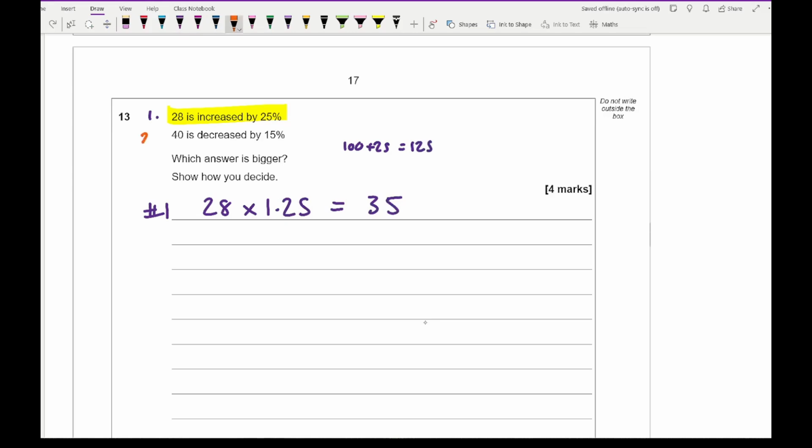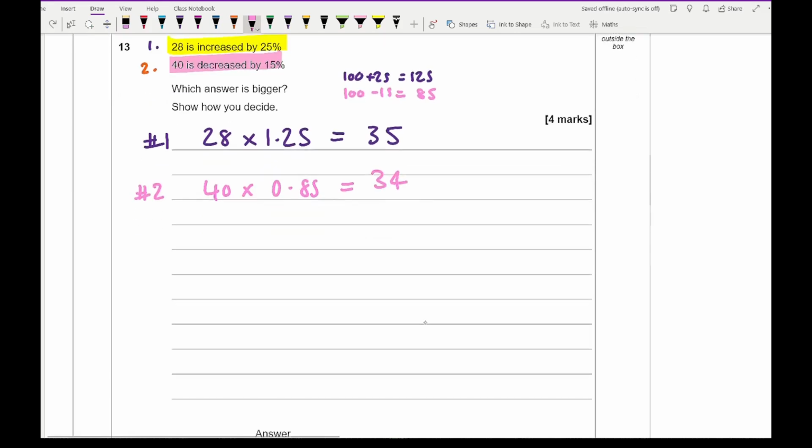Then if I do the second one, 40 decreased by 15, I do 100 minus 15, which equals 85. So for number 2, I need to do 40 multiplied by 0.85, and I get an answer of 34. So which answer is bigger?